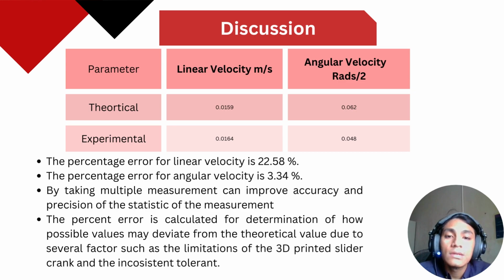Increasing the iterations of the experimental data can improve the accuracy and precision of the measurement statistics. The percent error is calculated to determine how much the experimental values may deviate from the theoretical value due to several factors, such as the limitations of the 3D printed slider crank and the inconsistent tolerance.